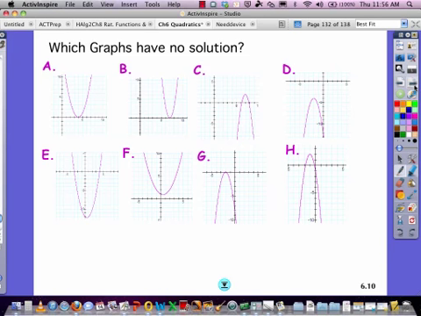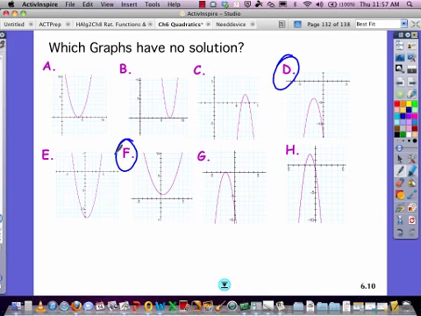Question, which graphs have no solution? No solution means we're going to get a negative number when we do the discriminant. No solution. Think about what that meant. Oh yeah, we have no place that it crosses the x-axis. So start looking at that. You should have chosen D and F, and that should have been all.